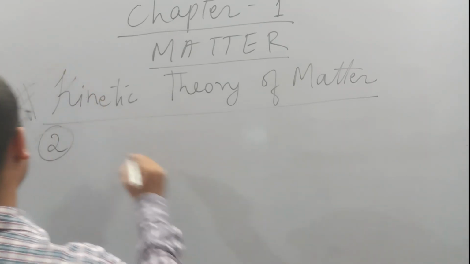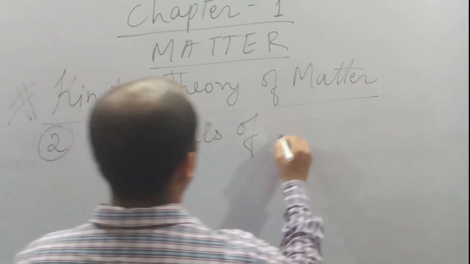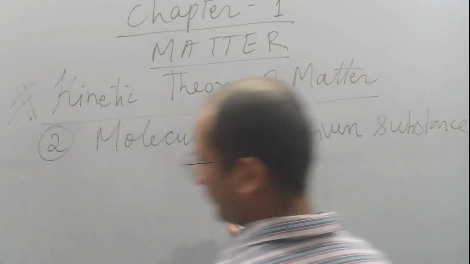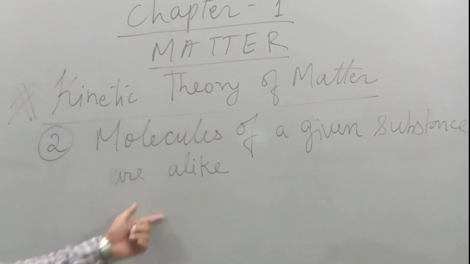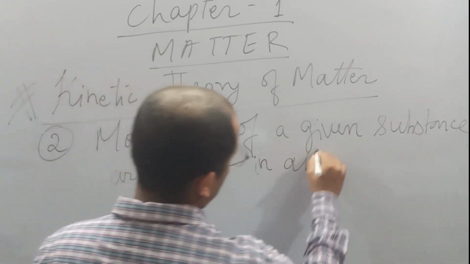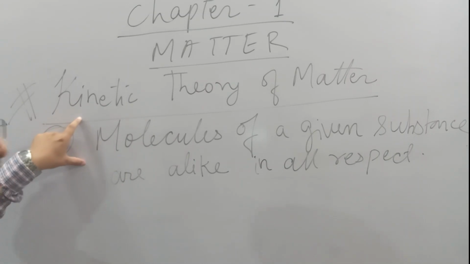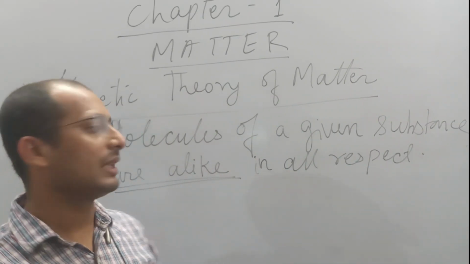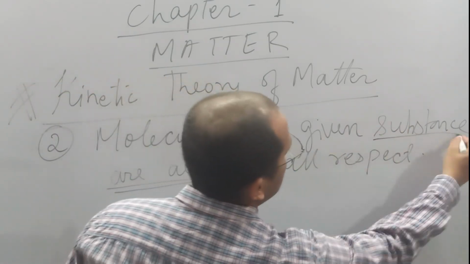The second theory of the kinetic theory of matter is that molecules of a given substance are alike, that is, they have the same physical and chemical properties. It means that molecules of a given substance are alike in all respects, with the same physical and chemical properties all through the matter of that particular substance.